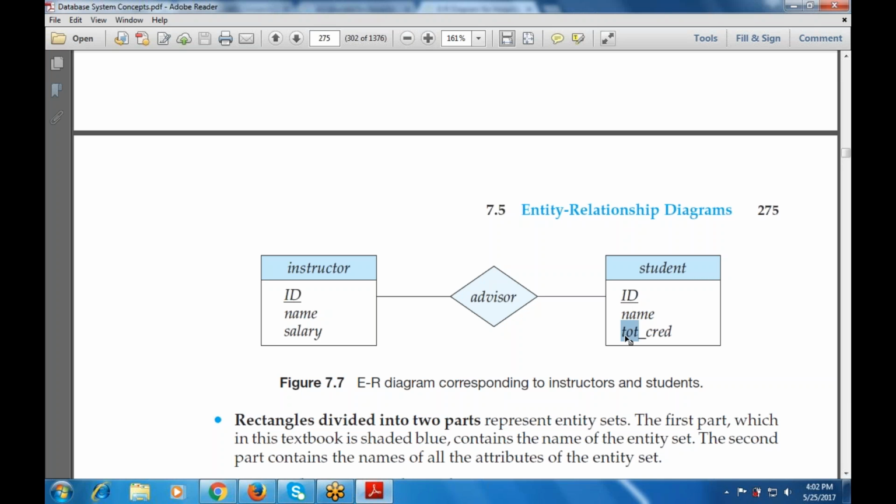This is the entity, and these are the attributes. Three are attributes, one is the entity name. This is the entity, and these are the attributes. So this is the ER model corresponding to the instructors and the students.